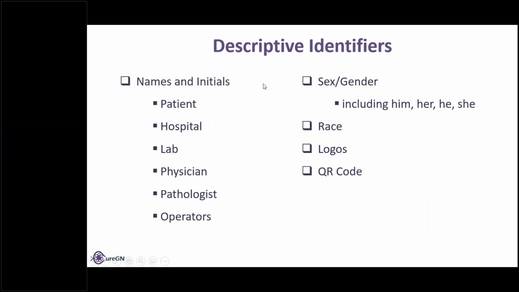Again, on descriptive identifiers, it is very important that you take this information off of the pathology report. That includes initials and names: the patient, the hospital, the lab, physician, pathologist, operators, any name on there. As well as sex and gender. You want to take off female or male, but also make sure you get the other ones too, like him, her, he, she, because that identifies their sex as well. Please make sure that you take that off. Race, logos, QR code, all of those descriptive identifiers need to come off.